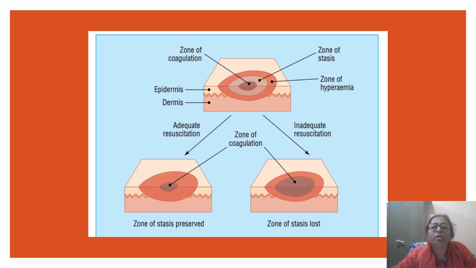So here you can see the zone of stasis, zone of hyperemia, and zone of coagulation.